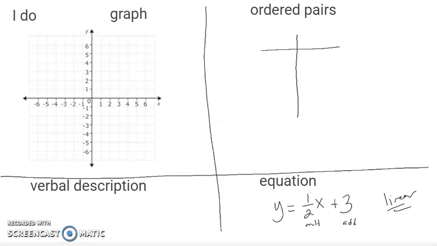Let me show you to be sure. Input, output. Here we go. I'm going to just input my usual numbers and see what I get out, y, after I do. So 1/2 times negative 2 is negative 1, plus 3 is positive 2. 1/2 times negative 1 is negative 1/2, plus 3 is positive 2.5.